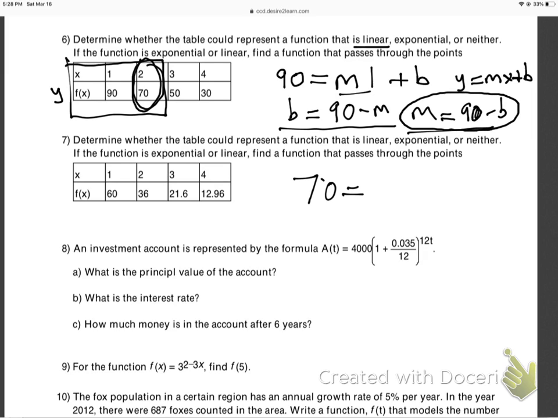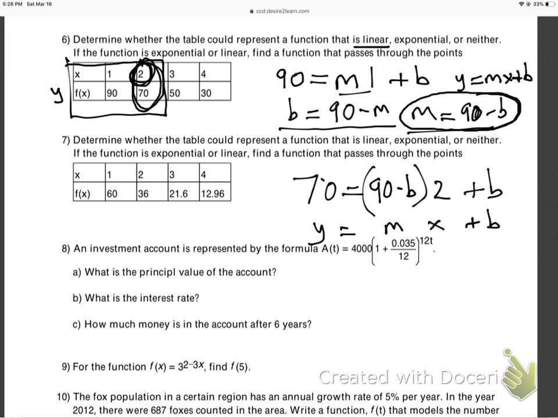Now then, here's what I do. m is 90 minus b, so I'm going to put 90 minus b here. There's m. What was x? Remember up here, x is 2. And again, plus b. So again, this is still y equals mx plus b. Let's just do the distributive law right here. So 70 equals 180 minus 2b plus 1b.